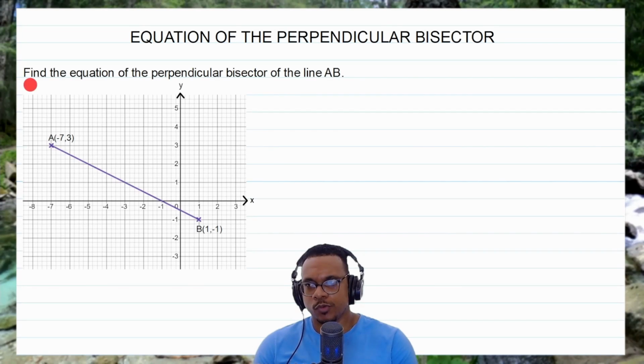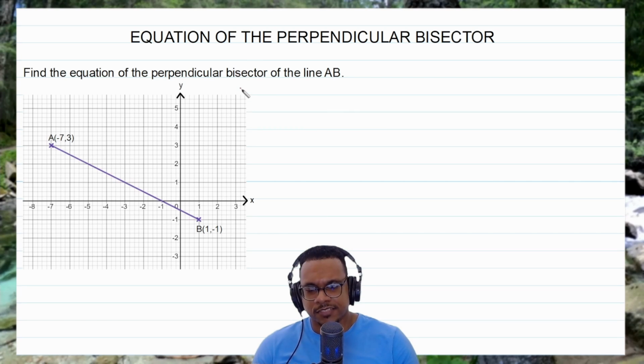In this question, we want to find the equation of the perpendicular bisector of the straight line AB. So this is your straight line AB. A has coordinates -7 and 3, and B has coordinates +1 and -1. Now perpendicular means at 90 degrees to. So my perpendicular bisector will be at 90 degrees to the line AB.